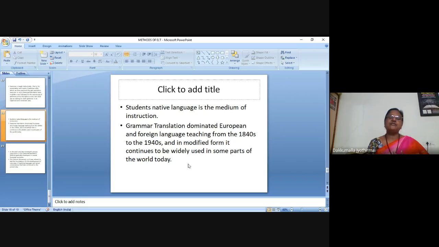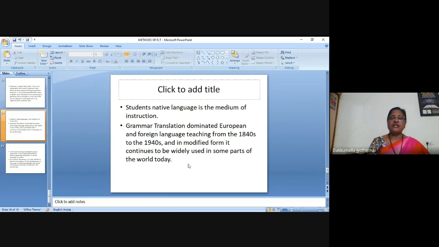So I told you that though this period of 1840 to 1940 is given, the grammar translation method was very much prominent in teaching foreign languages in Europe, especially England, even before the 19th century. And now we can't say that it is over, that nobody is using it. No, the grammar translation method in a modified version is being used in different parts of the world even today.